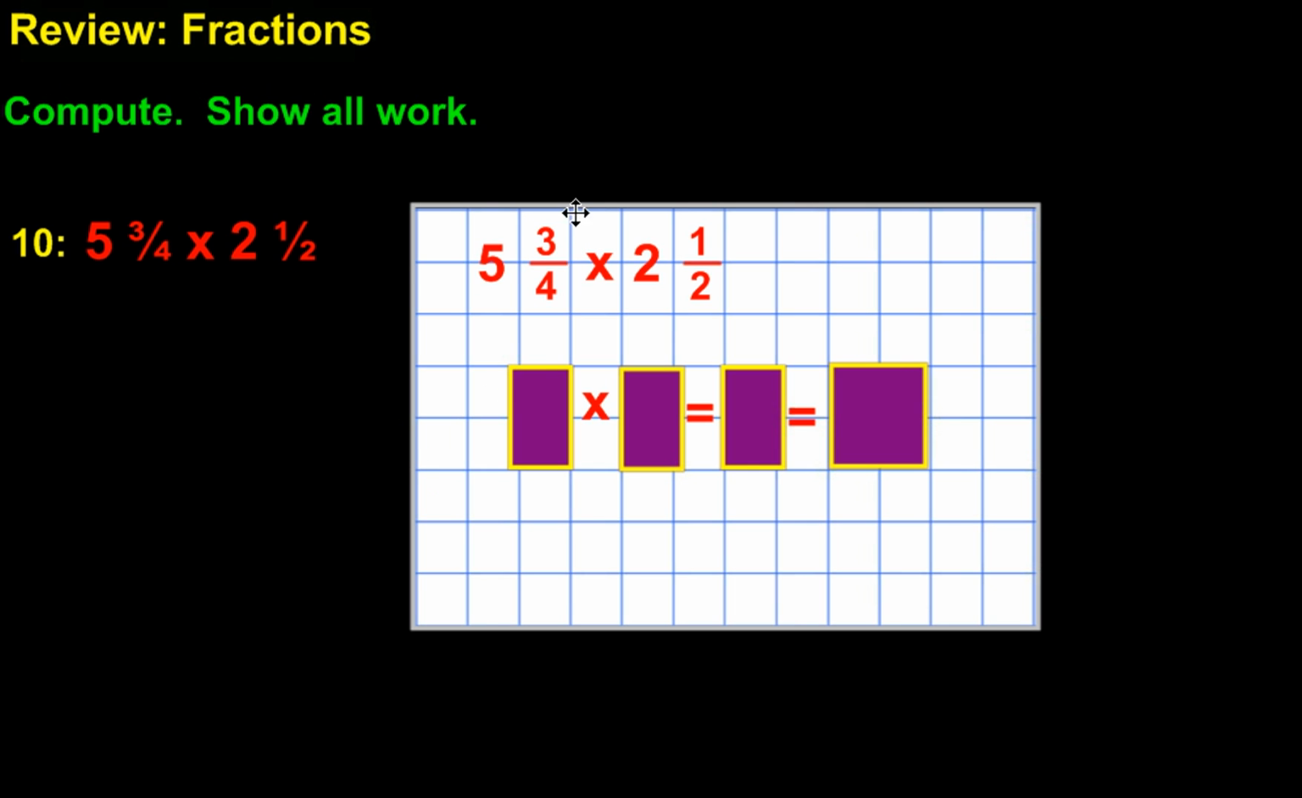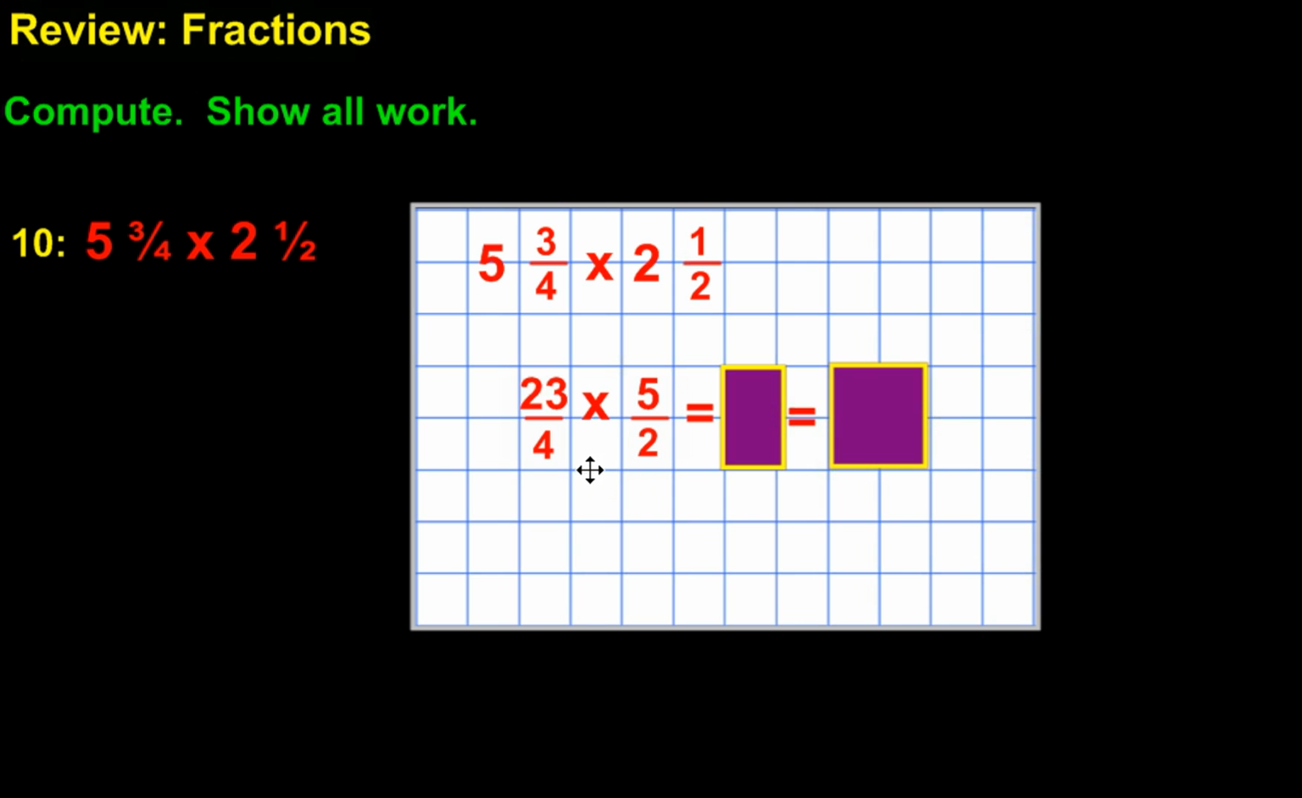So to start, we want to take each of these mixed numbers and change them into an improper fraction. We do that by multiplying the whole number and the denominator and adding the numerator. So we got 5 times 4 is 20, plus 3 gives us 23, and we put it over the original denominator of 4. Same for this fraction, so 2 times 2 plus 1 gives us 5 over 2.